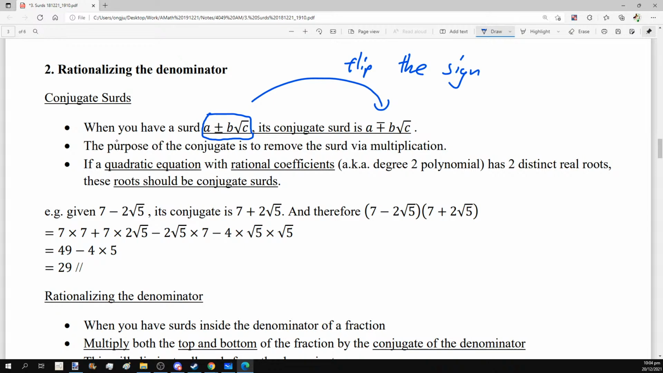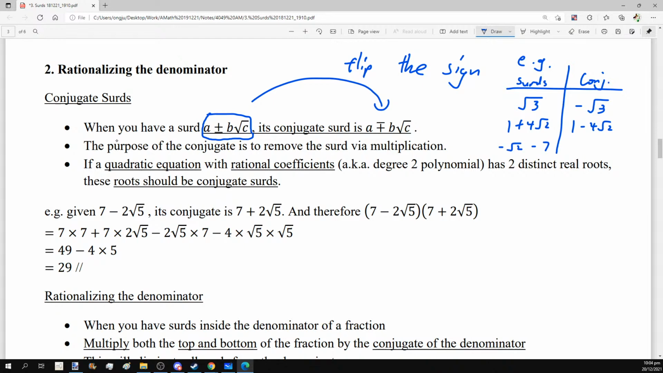So for example, let's write some surds on the left and some conjugates on the right. For example, the surd square root 3 will have a conjugate of the negative of square root 3. The surd 1 plus 4 root 2 has a conjugate 1 minus 4 root 2. And the surd minus root 2 minus 7 has a conjugate of positive root 2 minus 7. Notice that we flip the square root, not the number.